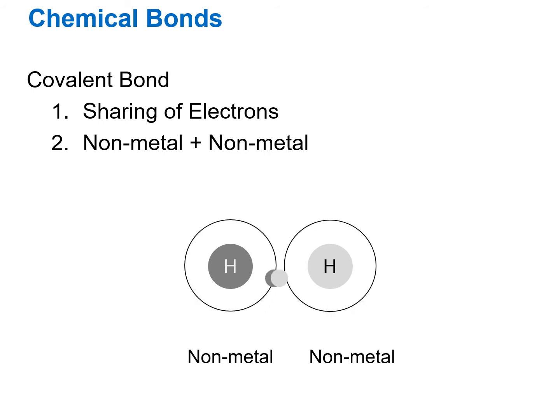Now, the other interesting thing about a covalent bond is this. It forms something known as a molecular compound. What I mean by that is that when two atoms come together and they share their electrons, they have a tendency to create something that is very different than what they were as a single atom. So let's take a look at that.